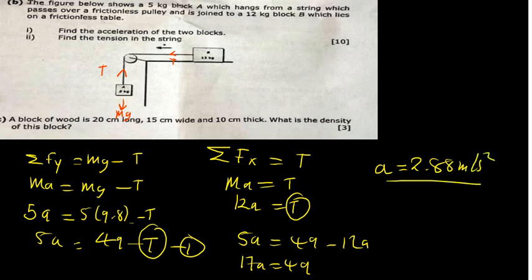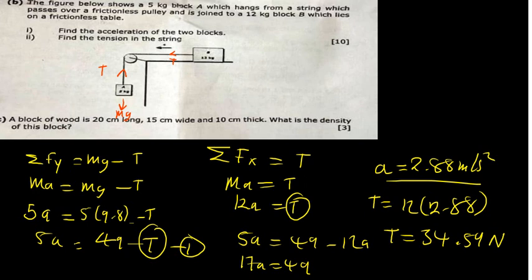Find the tension in the string. To find the tension, we can use this one, or we can also use this one. So tension is going to be equal to 12 multiplied by the acceleration, which is 2.88. And so the tension in the string is going to be 34.59 newtons. And that is it for that problem also.